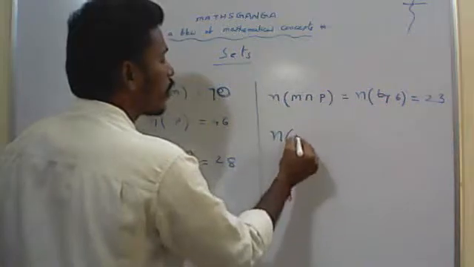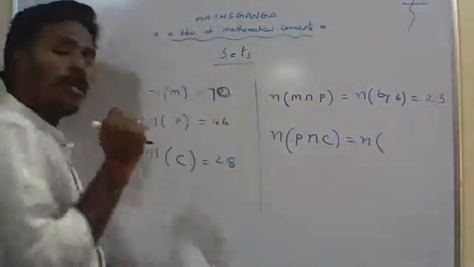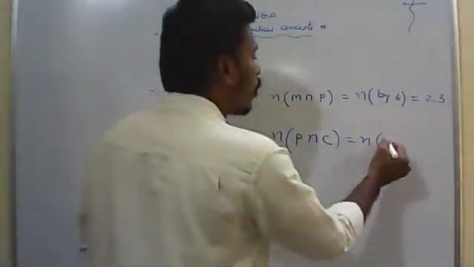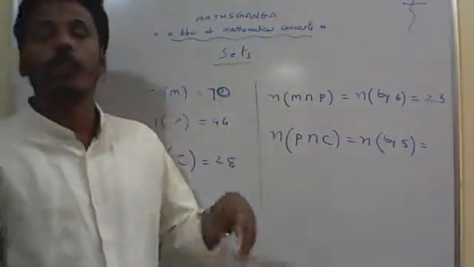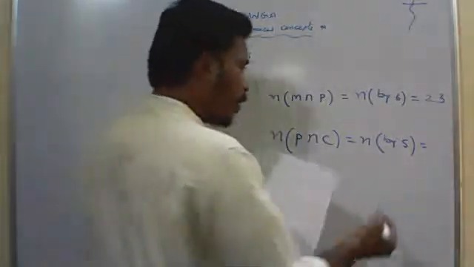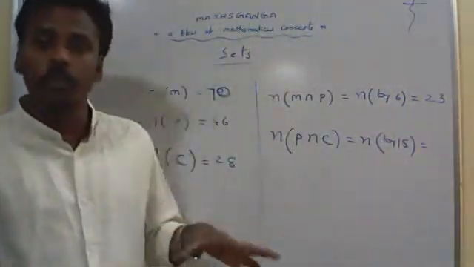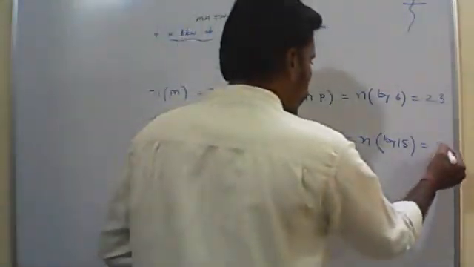In the same manner, for the number of students who took physics and chemistry: physics is divisible by 3, chemistry is divisible by 5. So the students who took physics and chemistry are the numbers which are divisible by both 3 and 5, which means divisible by 15. We have to find the multiples of 15 up to 140. We know that 15 nines are 135, so there are 9 students.